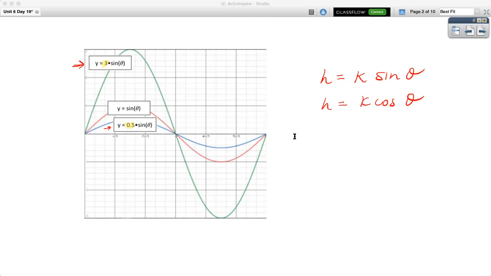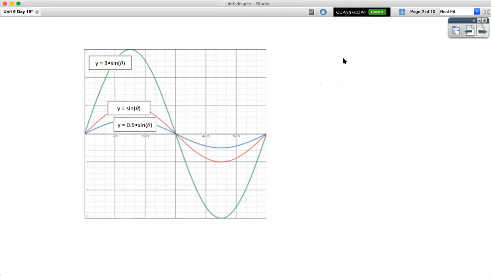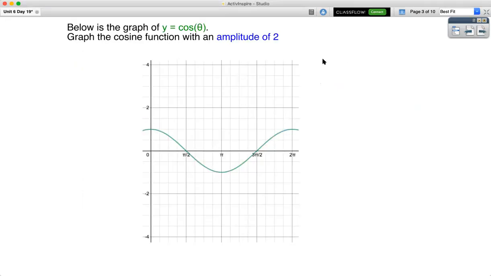So this same thing applies for cosine, and I'll do a quick example with you right now. Here you'll notice we have a cosine function that's already been graphed, y equals cosine theta. And here it's asking you to graph the cosine function with an amplitude of 2. So I'm going to ask you again to pause the video and see if you can figure out how to graph this, and then unpause when you're ready. Okay, now remember, the amplitude is really telling us what our height is.